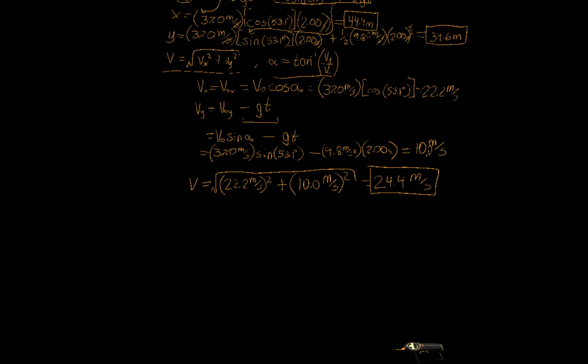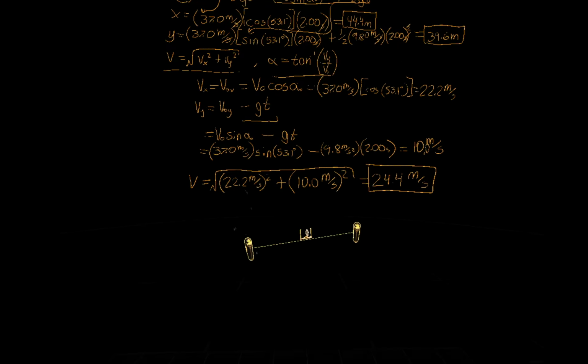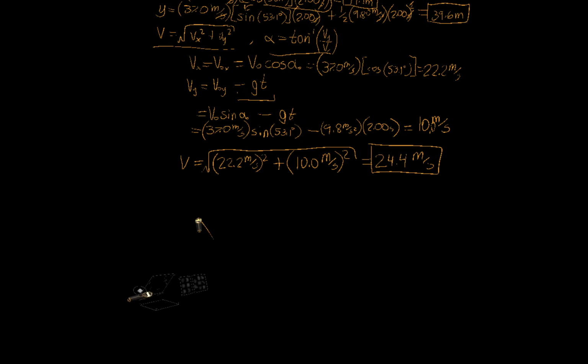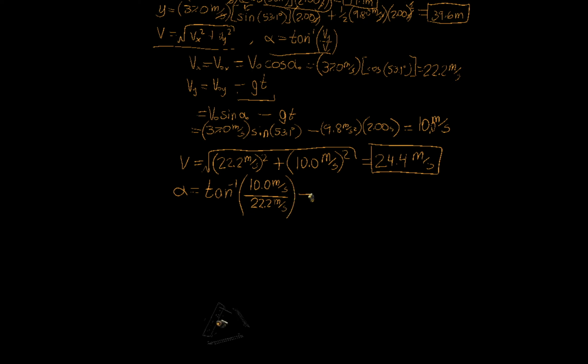We still would not know whether it's traveling up or down. We just know how fast it's going and its exact position. But we don't know what angle it's making with the horizontal until we find out this last piece, alpha. The angle it's making with the horizontal is the inverse tangent of Vy over Vx. So Vy is 10.0 meters per second. Vx is 22.2 meters per second.